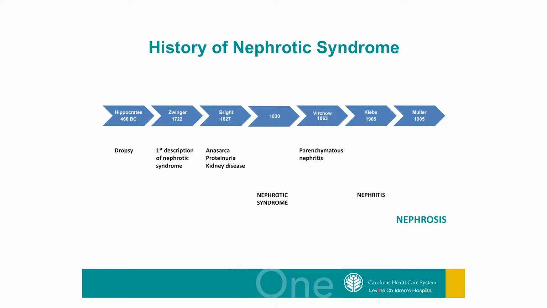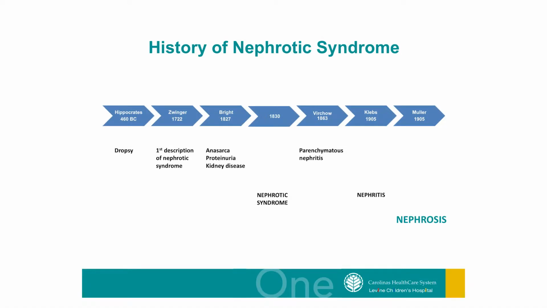1722, when Zinger noted that there was decreased urine output and attributed this to the obstruction and compression of tubules of the kidney. And then nearly 200 years later, Richard Bright described the anasarca, proteinuria, and kidney disease that we know as nephrotic syndrome. Further work by his colleagues noted that protein was highest in the urine when it was lowest in the blood.